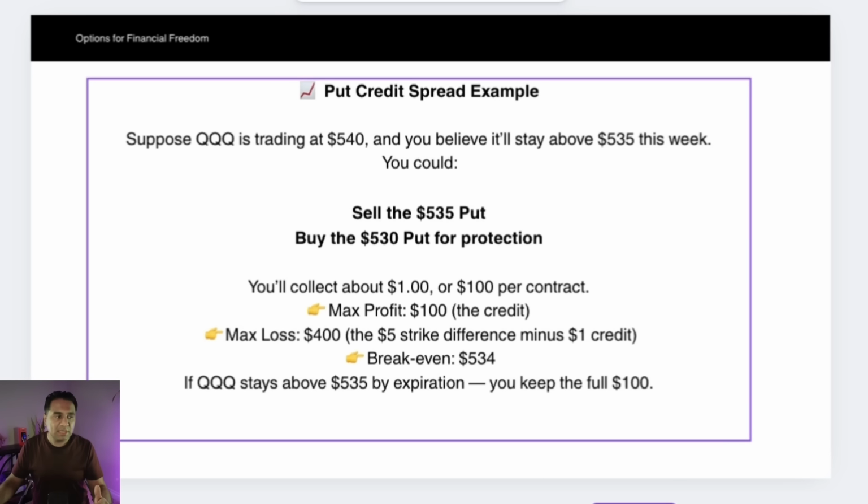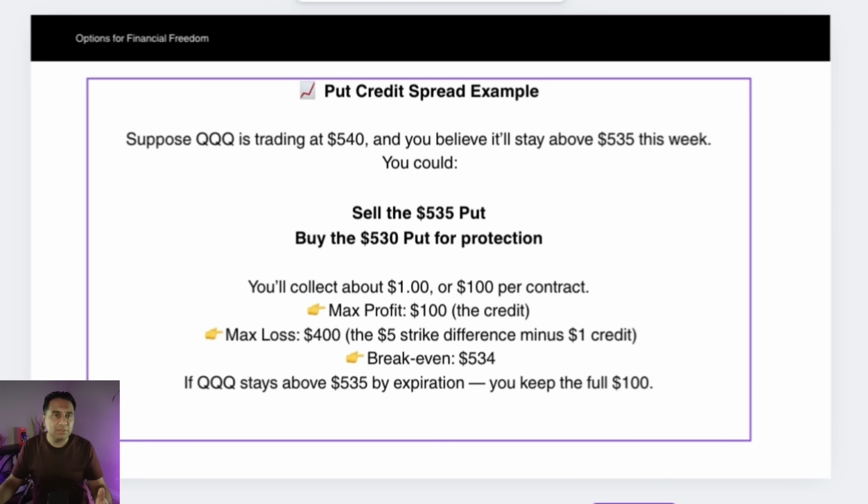So based on this example, let's say that you collect $1 per contract, which is basically $100 because you would just take the 1 and multiply it by 100. So you collect $100 at the time you open this position, and then your max profit is basically the $100. Now our max loss is going to be $400, which is again taking the $500 max width and subtracting the premium that we've received at the time that we opened the position.